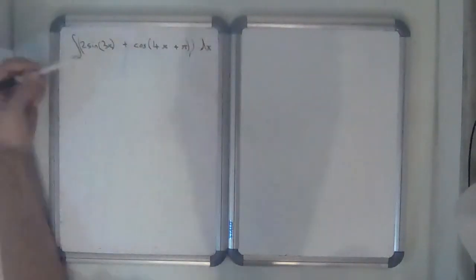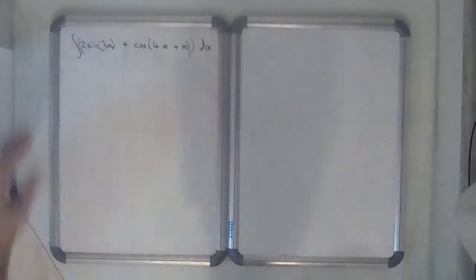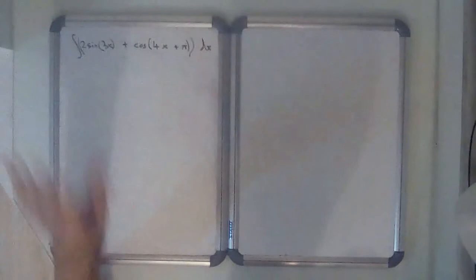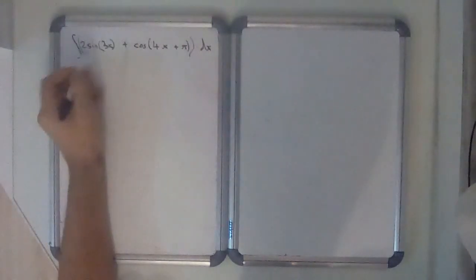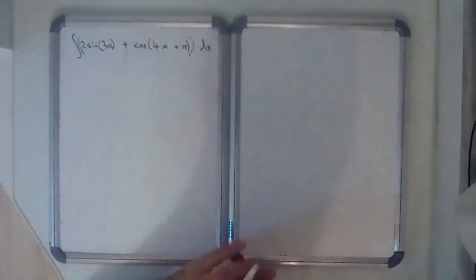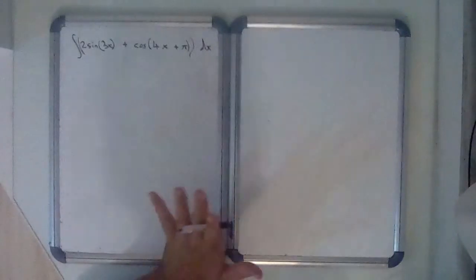If we had minus cos 3x, that would differentiate to 3 sine 3x. So if we had minus a third cos 3x, then that would give me this. So if we had minus 2/3 cos 3x, then that would get to the whole thing. You might not quite be ready for that.